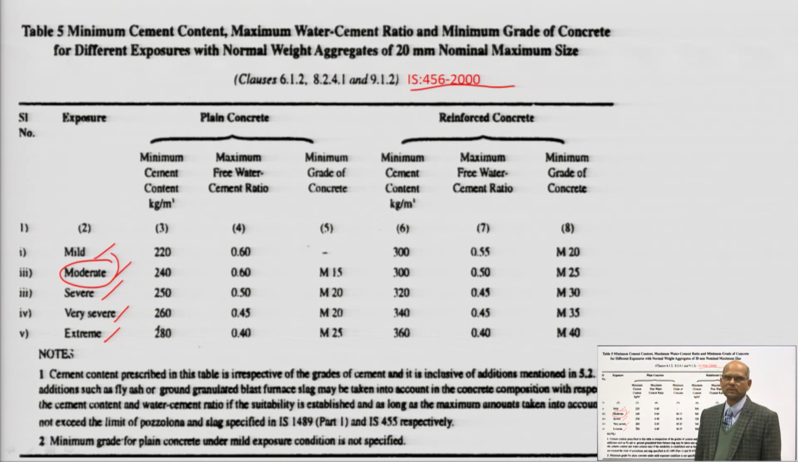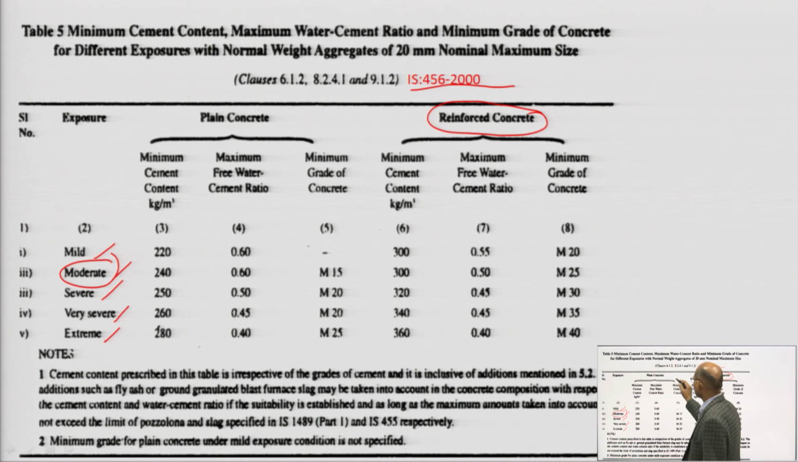So, that we are supposed to refer. Okay. So, once again, our condition is not a plain concrete. For what purpose you have to use? You have to use it for reinforced concrete, RCC work. Here the minimum amount of cement has been specified. Suppose our exposure condition is moderate.